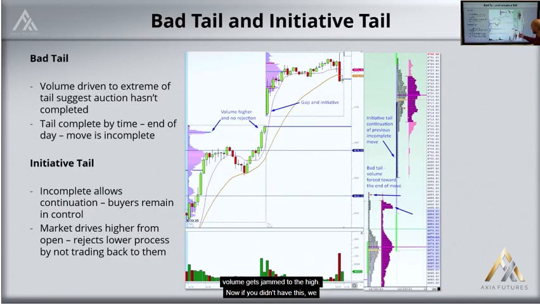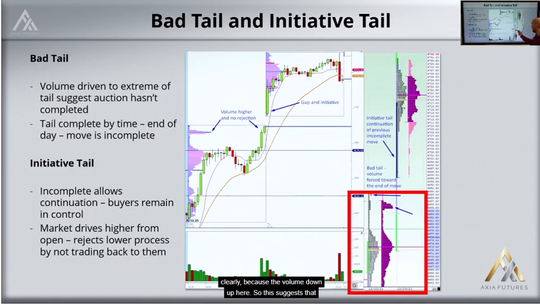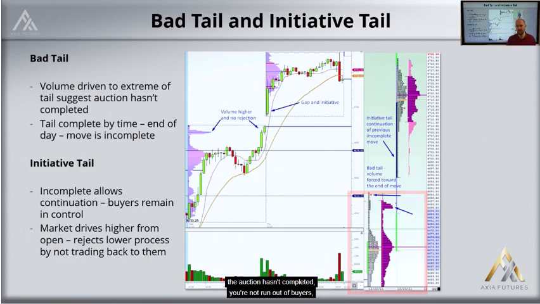Now, if you didn't have this, we do have a distinct lack of volume on this move up and pretty much a single print. But in doing this move, this is the end of the day. People are still willing to trade at these prices, clearly, because of the volume done up here. So, this suggests that the auction hasn't completed. You've not run out of buyers because buyers have clearly been willing to trade up at these prices. So in doing that, this suggests that the move's not over and we can keep on going.